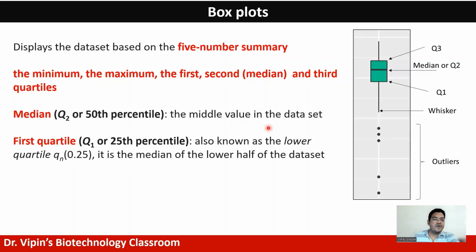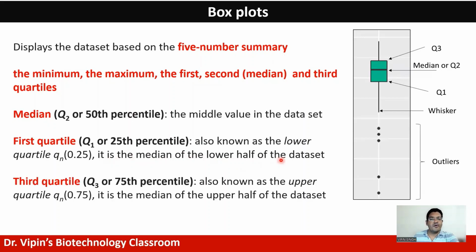Then you have what is known as the first quartile. This is Q1 or 25th percentile. It is also known as the lower quartile, and it is the median of the lower half of the data set. Likewise, you have the third quartile, which is also known as the 75th percentile. And this is basically the upper quartile, and it is the median of the upper half of the data set.